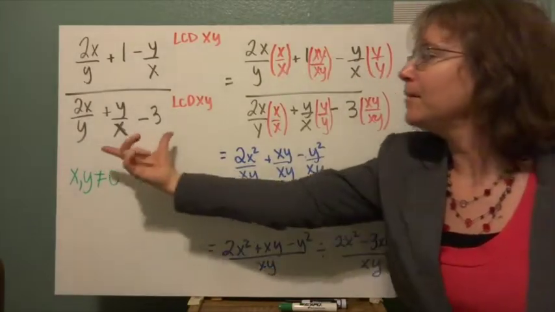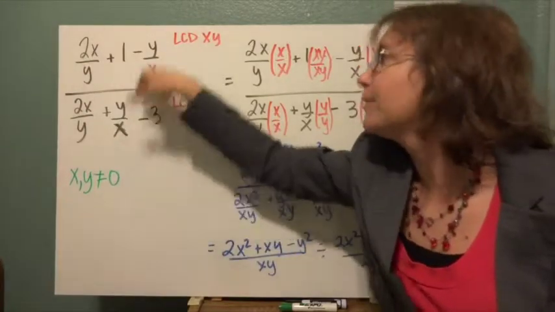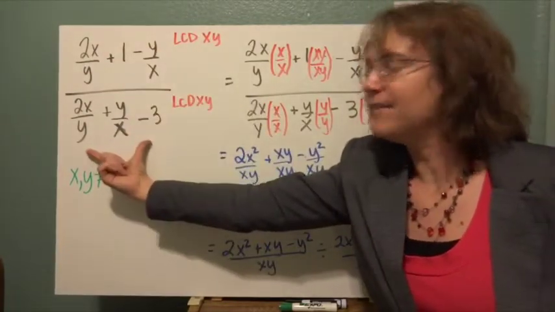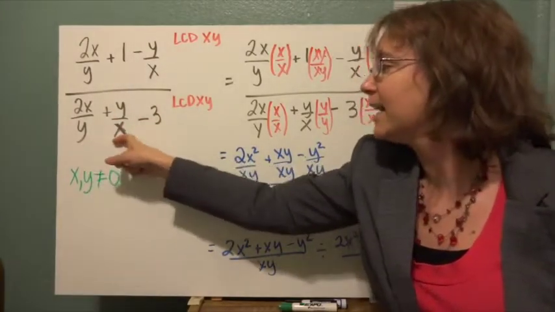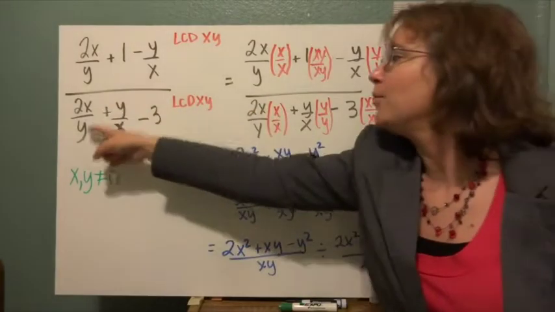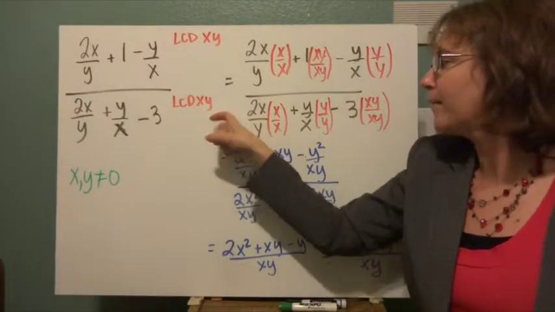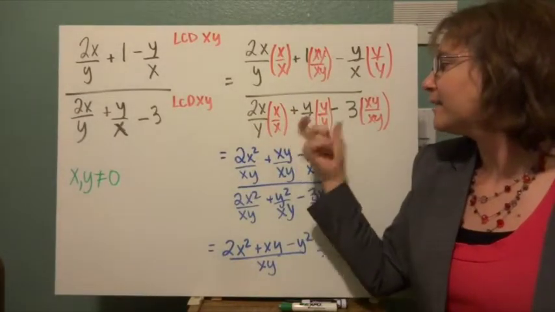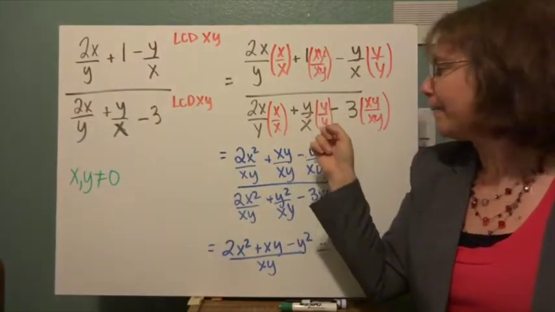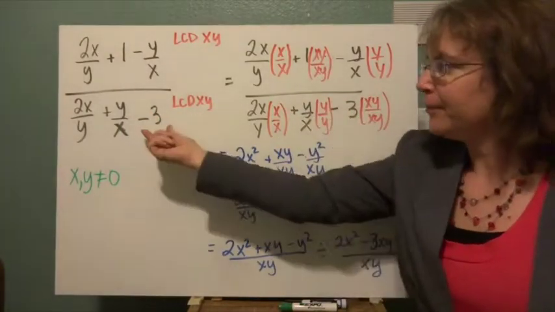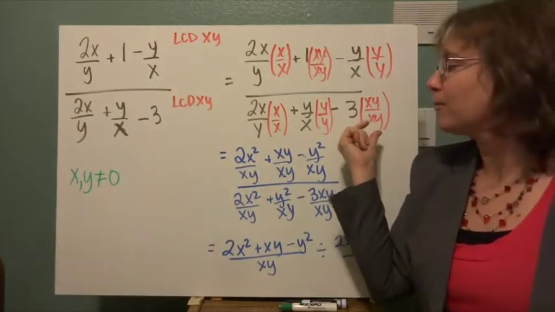I'm going to do that same thing with my denominator. My denominator of the big fraction just happens to have the same least common denominator, x times y. We need an x and a y. So here I have 2x over y times x over x to give me that common denominator, xy. Plus y over x, I need a y here in order to make my denominator be xy, y over y. Minus 3. 3 is missing both the x and the y in the denominator, times xy over xy.